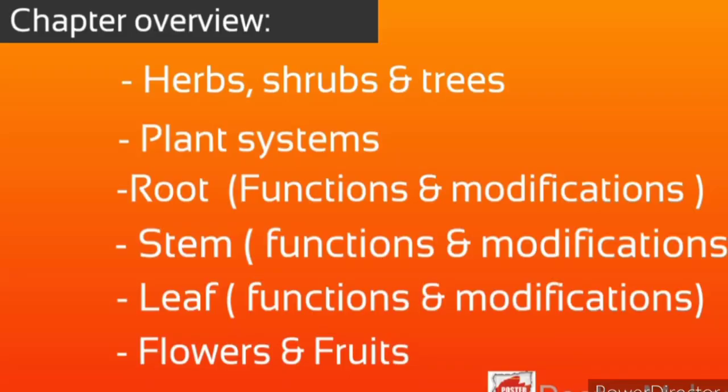First thing are the herbs, shrubs and the trees. Then plant systems. Then roots, their function and modifications. Stem, their function and modification. Leaf, function and modifications. Flowers and fruits. And this flowers and fruits will also include the process of pollination. So these are the chapters, these are the topics which we are going to study.